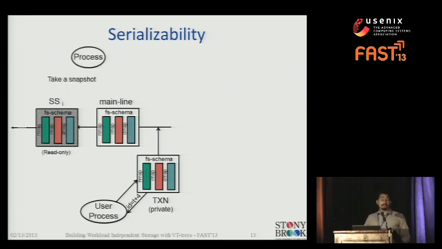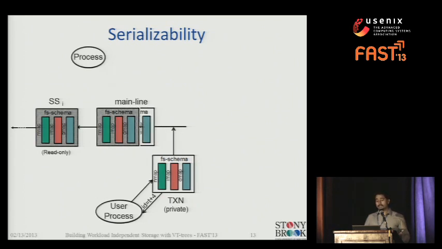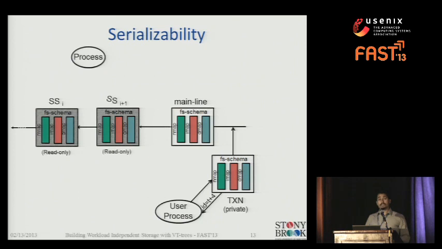Then assume a process wants to take a snapshot. That requires creating a new mainline schema with empty trees and marking the previous one as snapshot and read only. So as you can see, the transaction's dependency is on the new mainline schema, not on the previous one which became a snapshot.